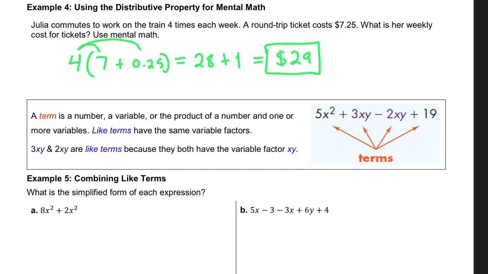So it's breaking apart numbers in a way that makes sense so you can do some mental math. So sometimes you do that. You don't realize you're doing it, but in your head, you're using the distributive property to do some mental math at certain times, right? So I thought that was an interesting, maybe useful example to show you.